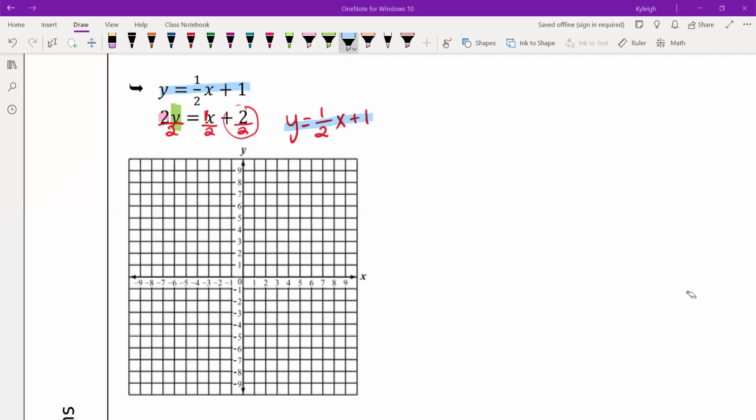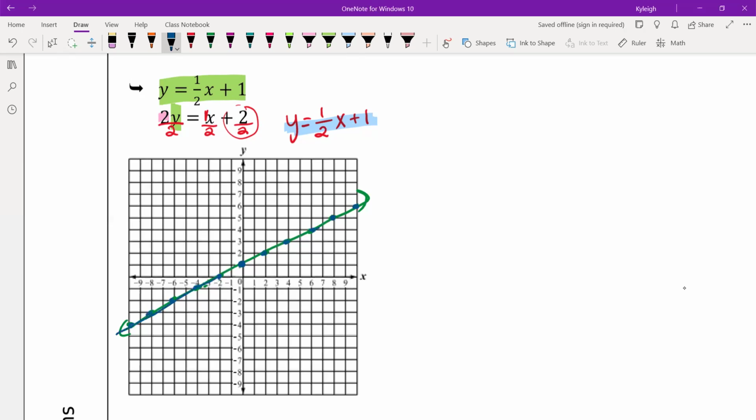So let's start by graphing the top one. I'm going to start at +1, go up 1 over 2. Draw my line. All those points. Okay? Now I'm going to do the second one in blue. I start, oh, look at that, at the same point. And look, it's the same slope because it's the same equation. So if your graphs are on top of each other, they're the exact same line.